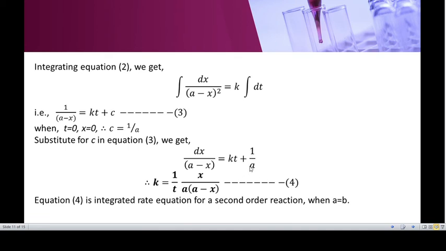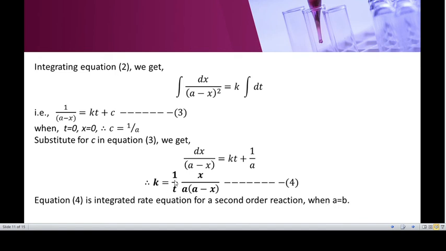So when you take 1 divided by a to the left hand side, what you will have? 1 divided by (a minus x) minus 1 divided by a. So therefore when you reorganize this equation, you will have k is equal to 1 divided by t into x divided by a into (a minus x). So this is equation 4, and this is called the expression for rate constant k of a second order reaction when two reactants are same, that is a is equal to b.